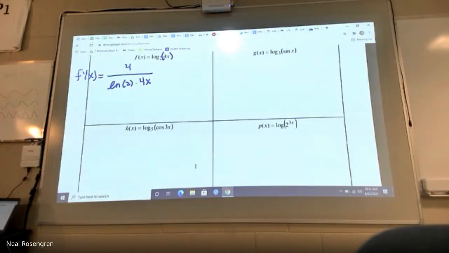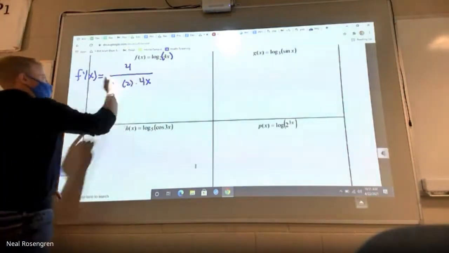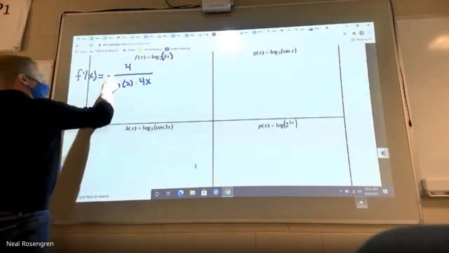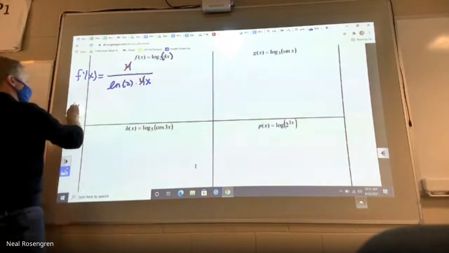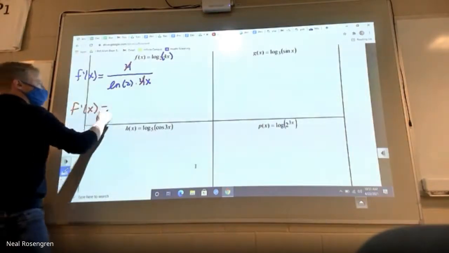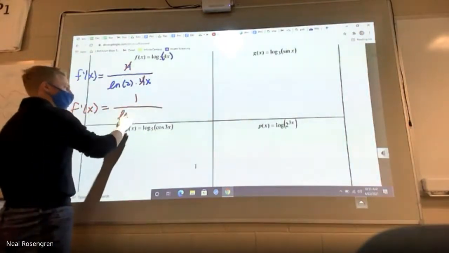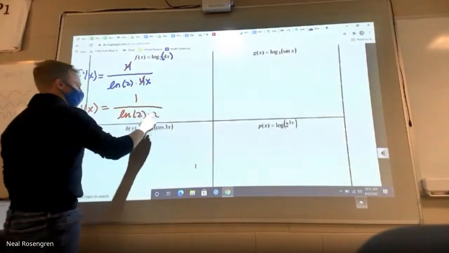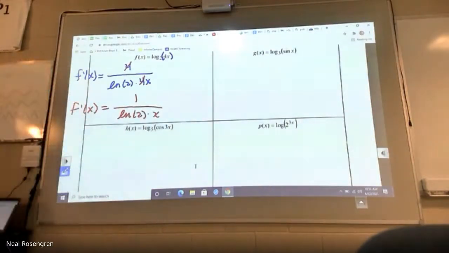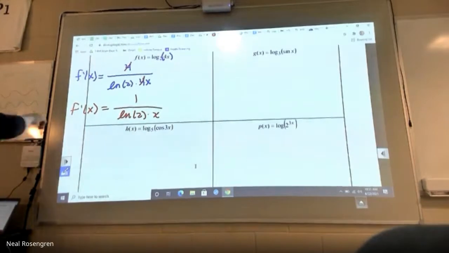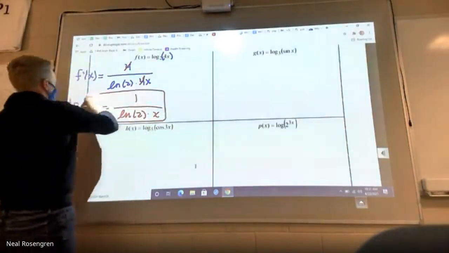Yeah, let's take care of the 4s, right? They're all being multiplied, right? This is 4 times x and ln of 2. So away it goes. That looks good. So take a chance. Make things a little bit simpler. 1 over ln of 2 times x. Voila.